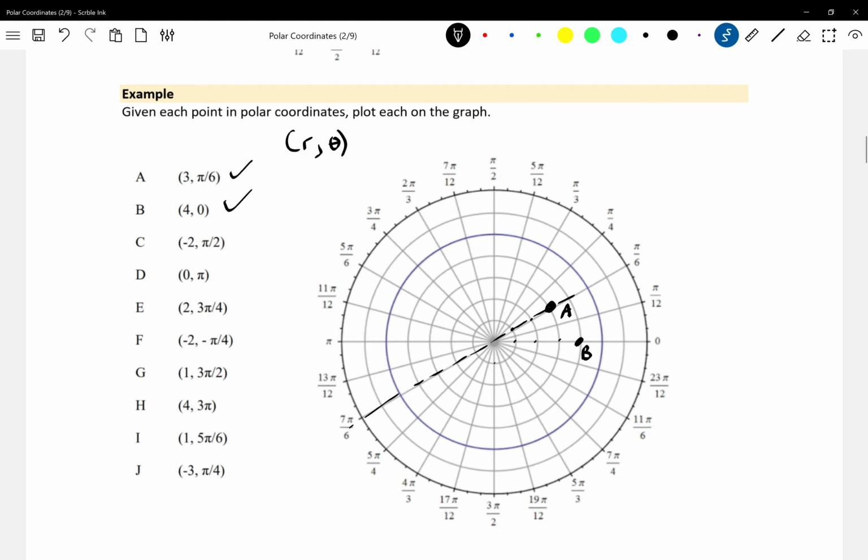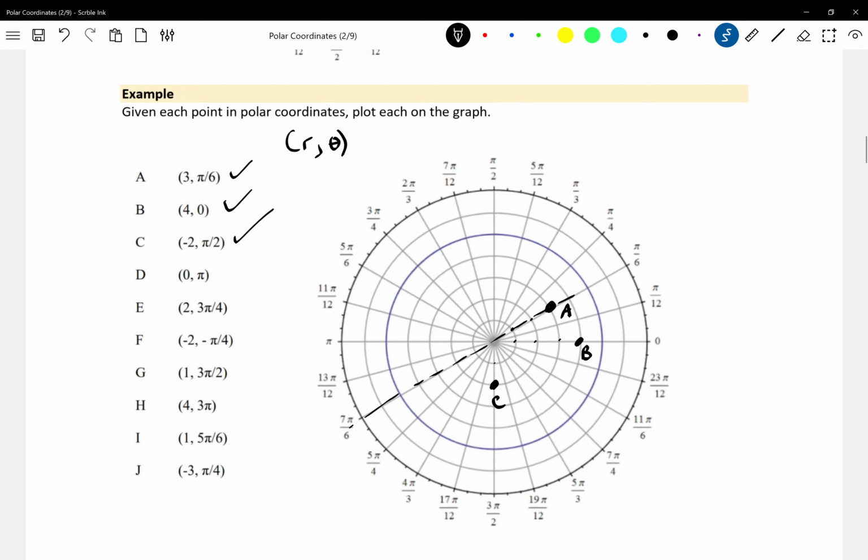C, notice that r is negative this time. So here's what that means. I'm going to incline pi over 2, which means I would normally be facing this way. But since r is negative, I'm going to go the other direction. So there's 1, 2. So that would be C right there. So r is negative means you're facing away from the angle that you're inclining.